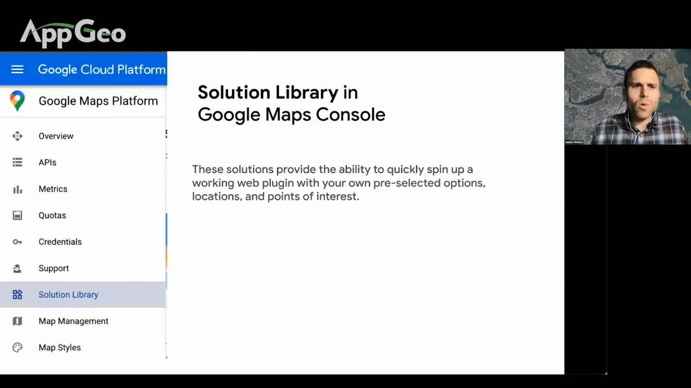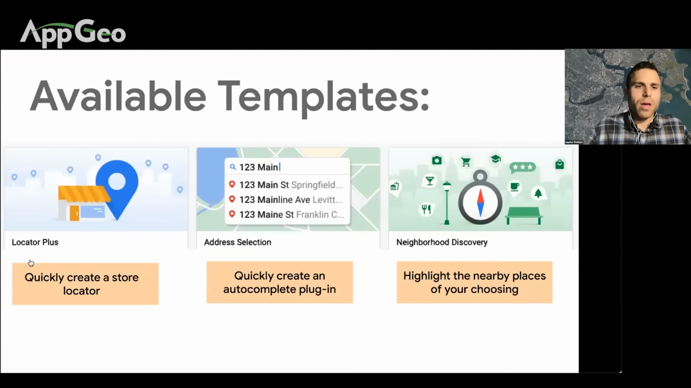So where do we find them? Back in our Google Maps Platform console, there is a button called Solution Library, and this is where you're going to find these available templates. I'm going to give you a quick rundown on what you'll find there, and then we're going to go through each one really quickly so you can have a sense of how to use it and how to get started. I have a feeling after today's presentation, you'll all be able to go and try these out, as they're pretty intuitive to use.